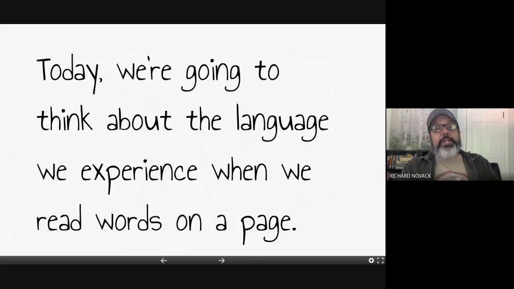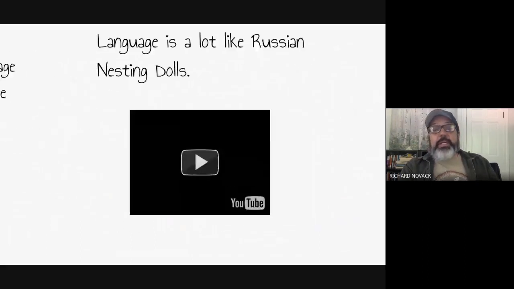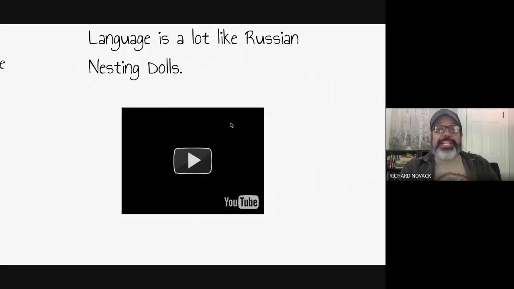So, today we're going to think about the language we experience when we read words on a page, right? Language is a lot like Russian nesting dolls.